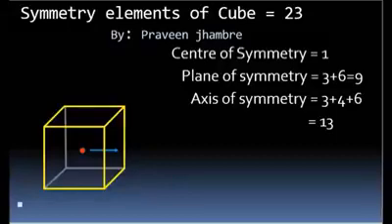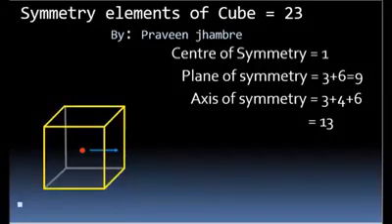In this part, we will discuss the symmetry elements in a cube. Total symmetry elements for a cube is equal to 23. Symmetry elements involve all types of symmetries present in a cube. For a cube, symmetry elements involve center of symmetry, plane of symmetry and axis of symmetry, and the sum of all kinds of symmetries is equal to 23. That is, total symmetry elements for a cube is 23.